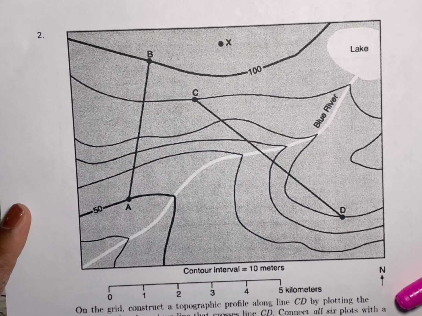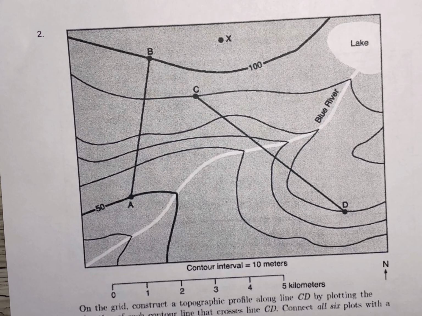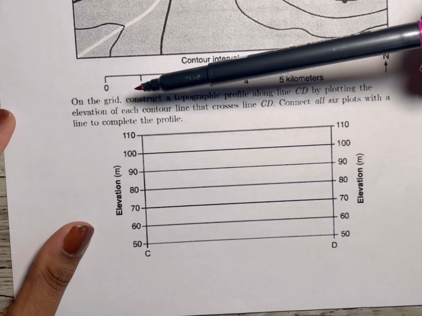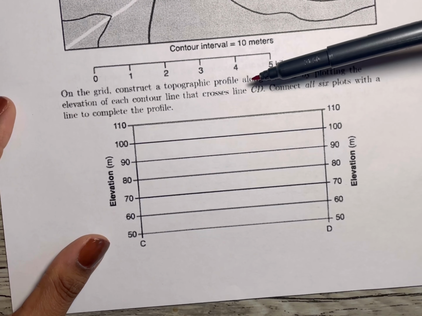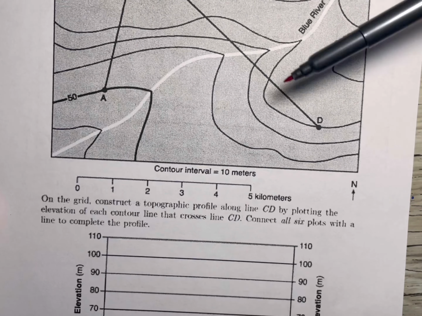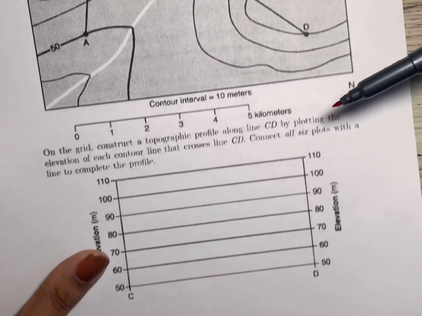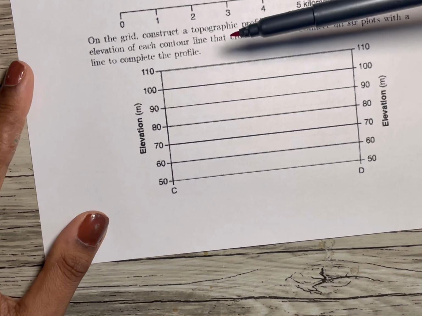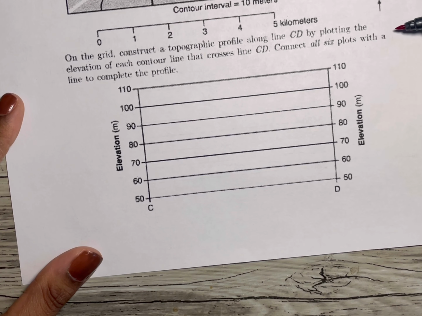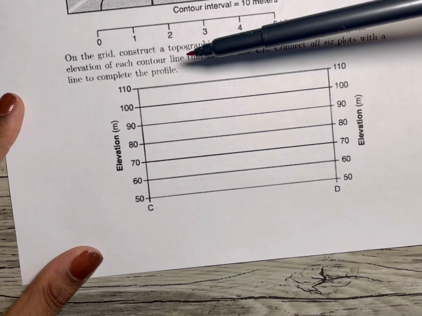Hi everyone, today we're going to do question number 2 in part 2 of the gradient and topographic maps lab. The question asks: on the grid, construct a topographic profile along line CD. So here's line CD. Plot the elevation of each contour line that crosses line CD, and connect all 6 plots with a line to complete the profile.